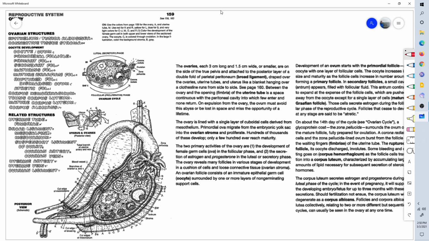Welcome to Anatomy Coloring Book, page 159, Reproductive System, the Ovary. This is Dr. Stephen Harkins.